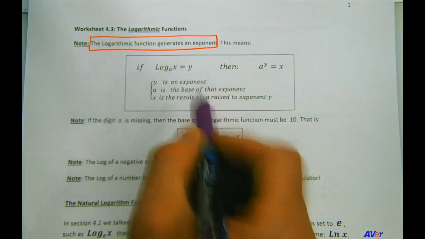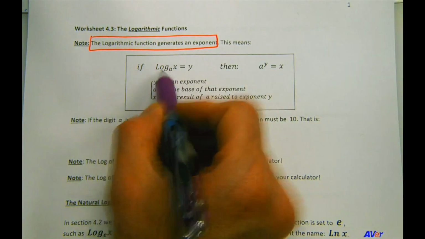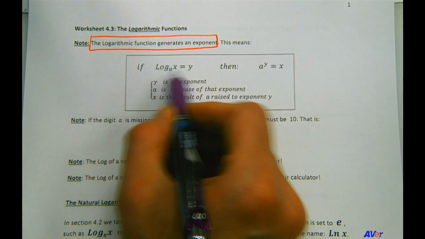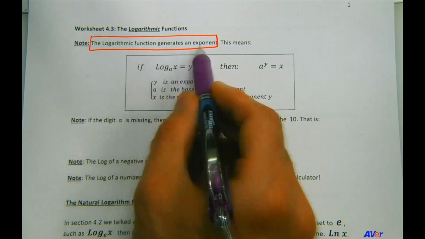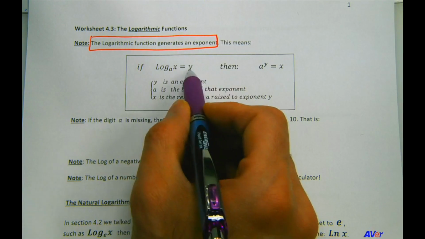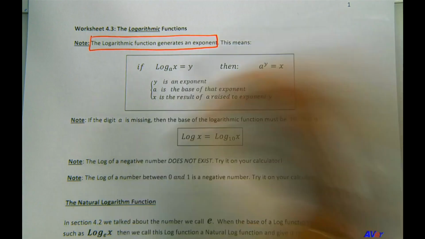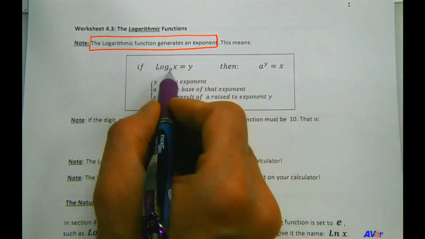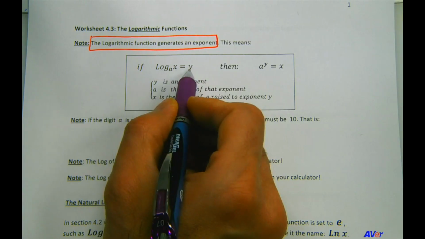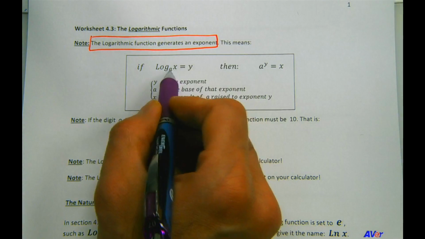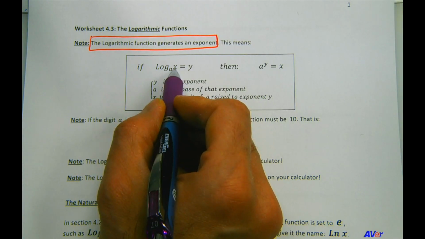So what does that mean? That means in this logarithmic equation, the y is a generated exponent. So y is always an exponent to something, to some base. The question is, to what base? Well, take a look at the base of the log function. Y is the exponent to that base, which will then equal this result, x.